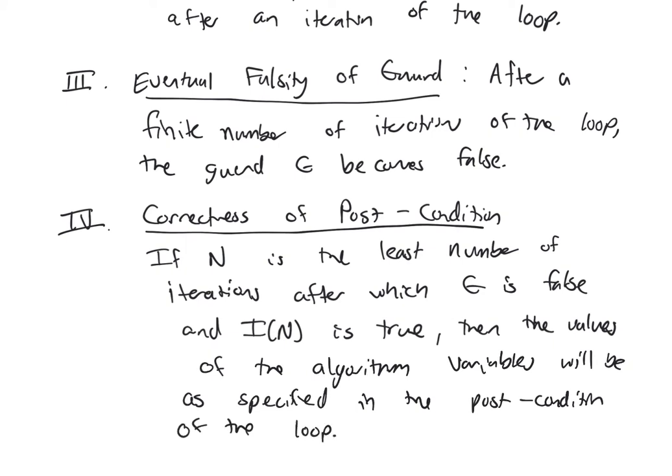So after it terminates, the last thing done in the loop is that the values of the algorithm variables will be as specified in the post condition of the loop. So again, this is something very specific, but it is very related to induction. In particular, properties 1 and 2 are essentially induction, and 3 and 4 are just extra properties that you have because you're working with programming and your loop has to terminate. It can't go on forever and ever.